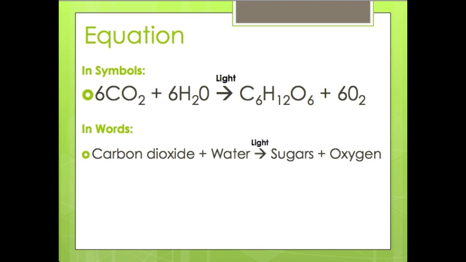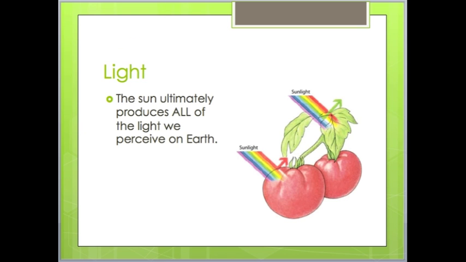Alright, so the equation for photosynthesis is 6CO2 + 6H2O yields C6H12O6 + 6O2. So in words, it's carbon dioxide plus water yields sugar and oxygen. As you know, energy from the sun travels to the earth in the form of light.